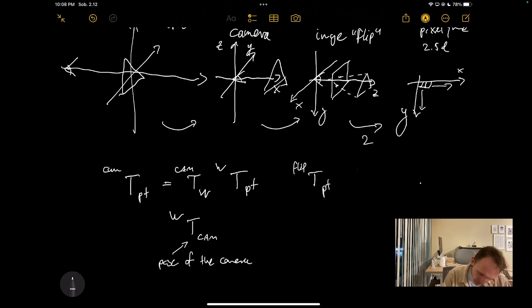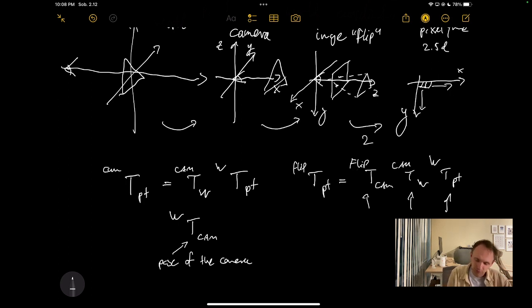The position of the point in the flip is like flip in cam, t cam word, and then t word point, right? So position of point in the word, then inverse of position of cam in the word, and then position in cam of the flip, sort of like a transformation of flip matrix that flips those coordinates around. So yeah, that's how it's going to look like.